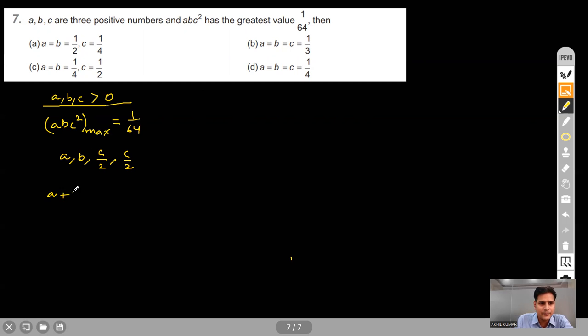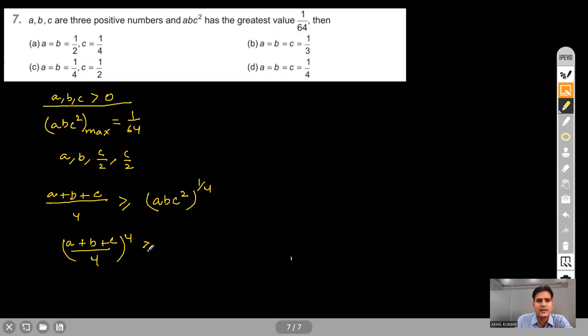So it will become A plus B plus C by 4 greater than or equal to A, B, C square raised to power 1 by 4. Now, taking the power 4 on both sides, it will be A plus B plus C by 4 raised to power 4, greater than or equal to A, B, C square. Now, the maximum value of A, B, C square is 1 by 64. So this A plus B plus C upon 4 whole raised to power 4, right?